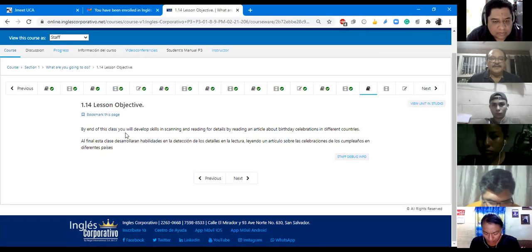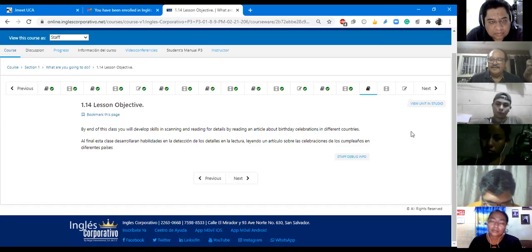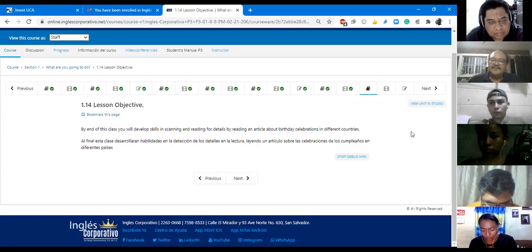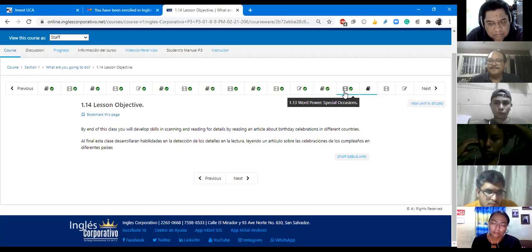Then in this one it says, by the end of this class, you will develop skills in scanning and reading for details by reading an article about birthday celebrations in different countries. This is, for example, how people celebrate birthdays in different countries. They have different traditions. Here we usually have a family reunion. If it is for children, there is a piñata, right? And then there are candies and a lot of cake, probably some pizza, hamburgers and stuff. But in other countries, they have other traditions.